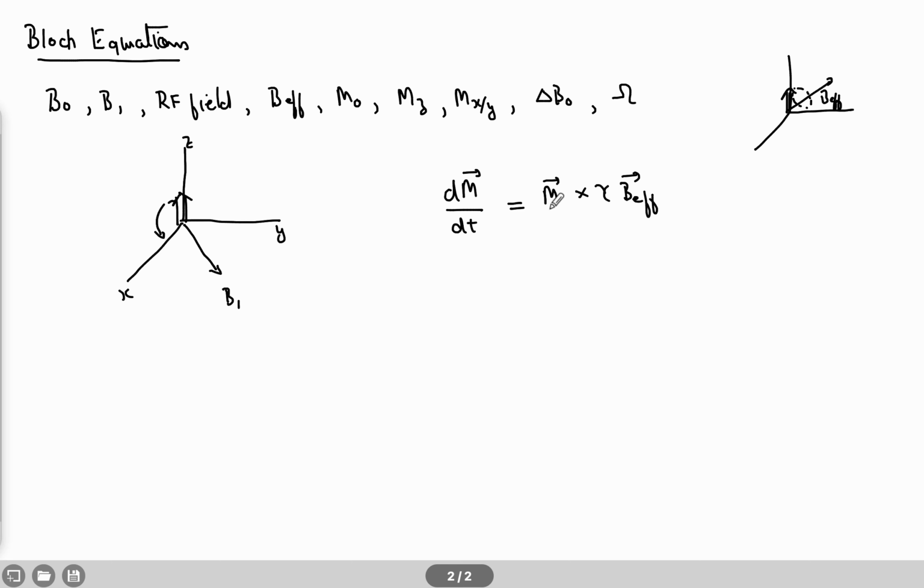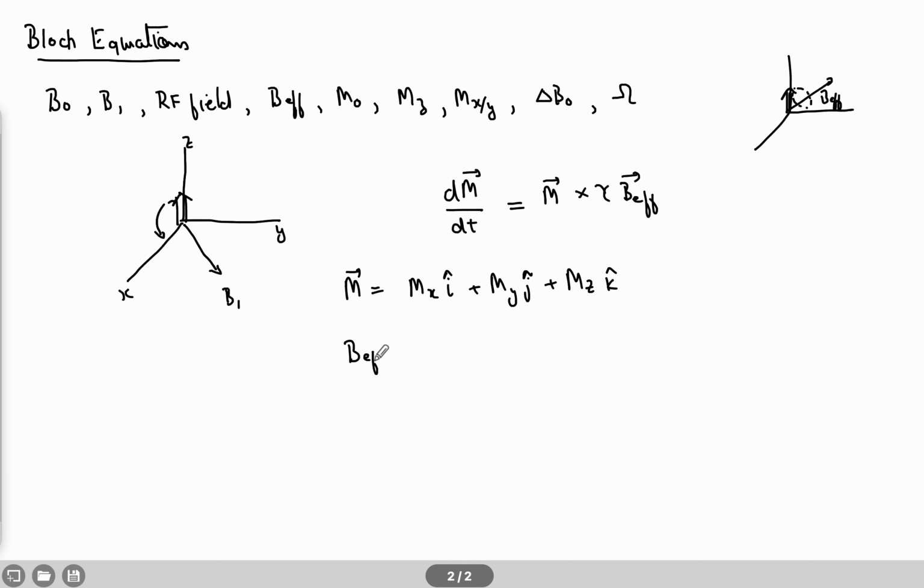Now let us decompose the vector M and B effective along the x, y, and z axis. What are the different components? Let us look at the components of M. So M can be decomposed into Mx i cap, My j cap, Mz k cap. So where Mx is the component of M along, or projection of M along x-axis, My the projection of M along y-axis, Mz the projection of M along z-axis, and i, j, and k are unit vectors along x, y, and z-axis, right? This is all traditional vector algebra.